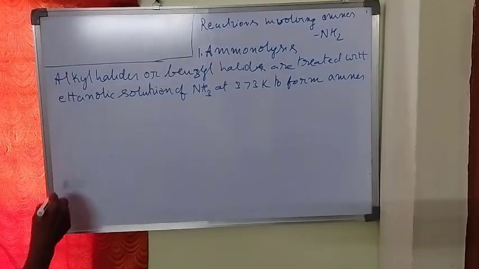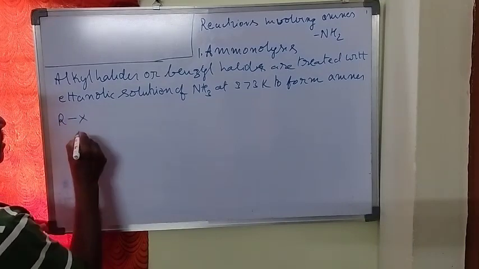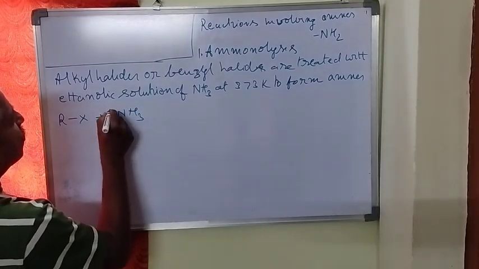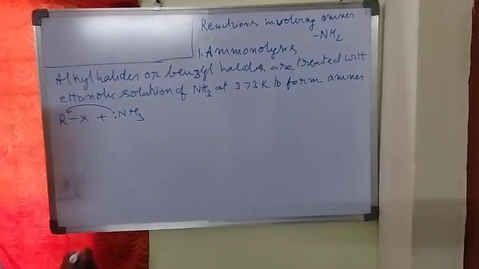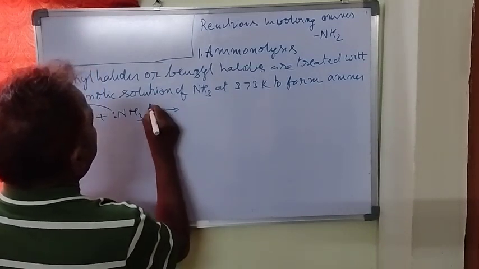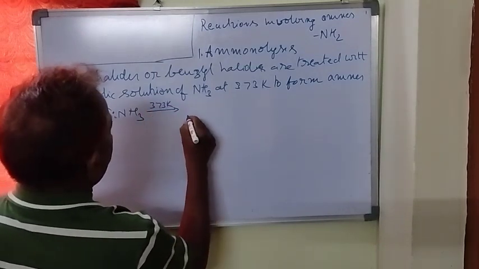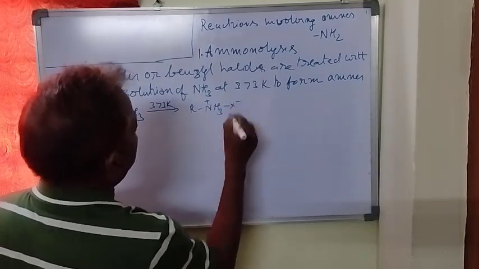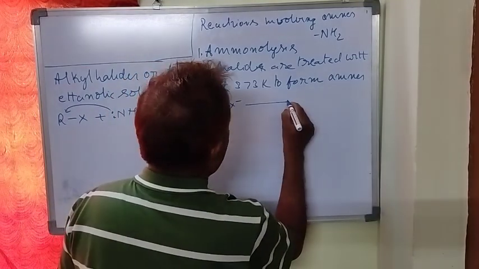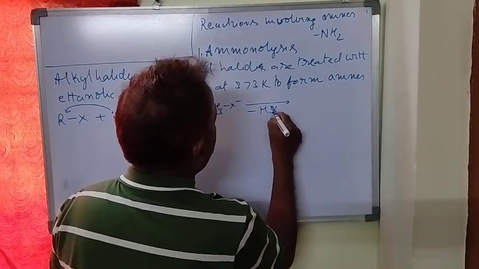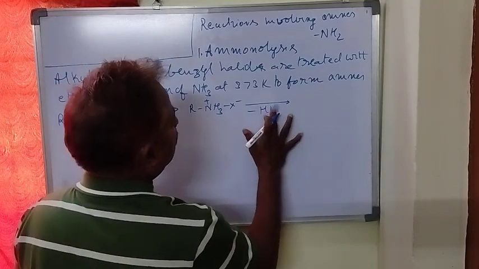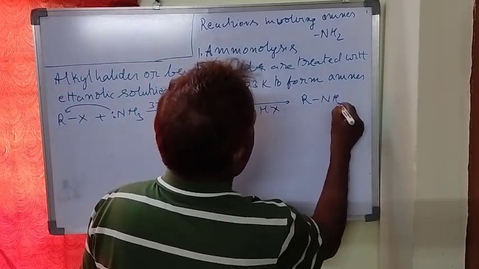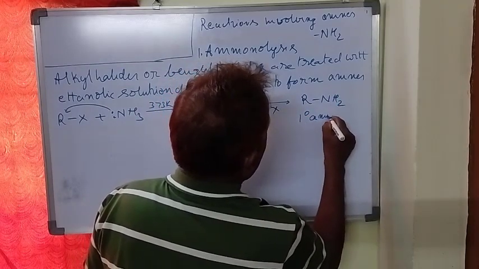Now let us see one reaction. RX, this is alkyl halide, plus NH3, ammonia. So the lone pair comes and attacks here. Therefore, at 373 Kelvin, we get RNH3 plus and of course X minus. So here what happens? HX is removed. Therefore we get RNH2. This is a primary amine.